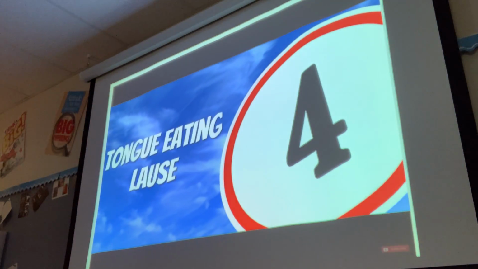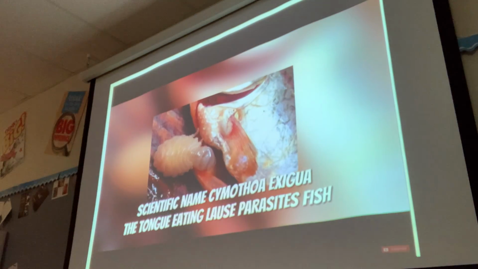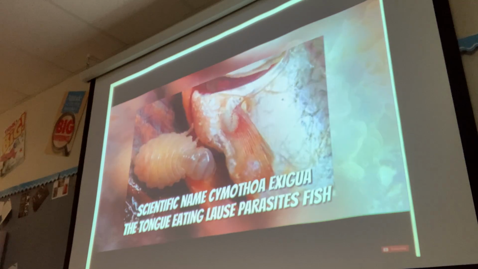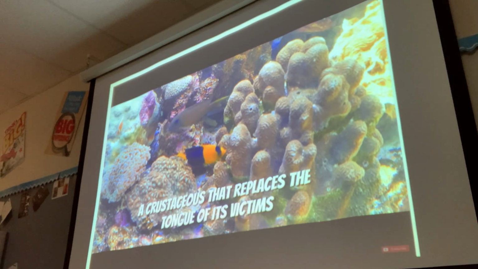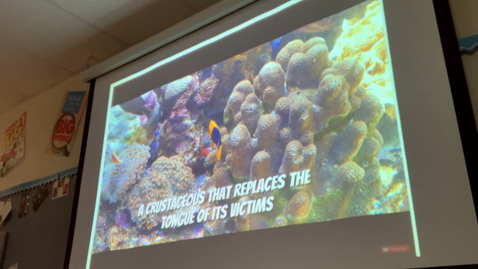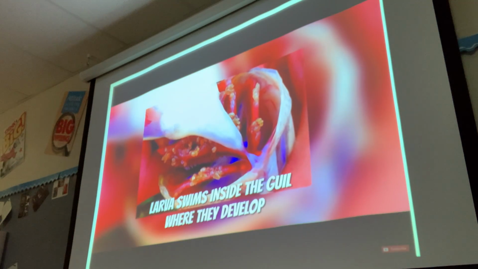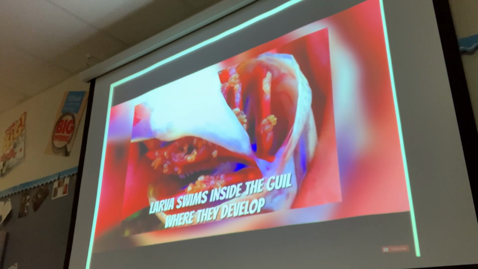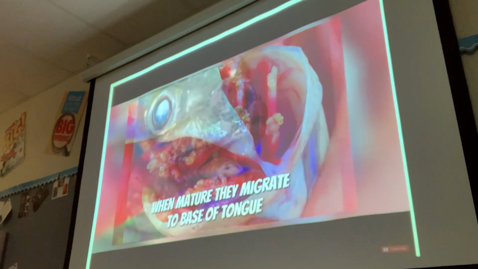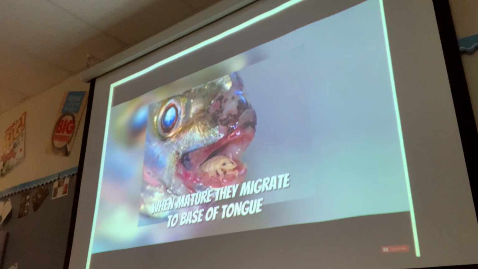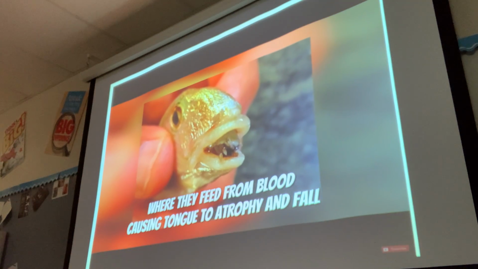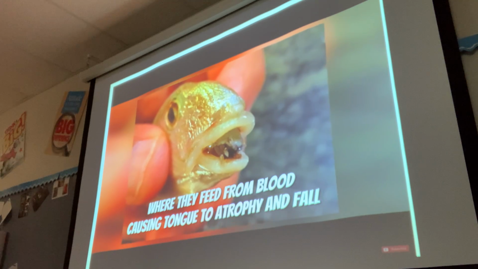Number 4. The tongue-eating louse. Oh, this is cool. Its scientific name, Cymothoa exigua, the tongue-eating louse is another parasite of fish. It is a crustacean which destroys and replaces the tongue of its victims. In the larval stage, the little parasite swims inside the gill of unsuspecting fish where they develop. When they mature, they migrate to the base of the fish's tongue. There, it starts to feed from blood, causing the tongue to atrophy and fall.